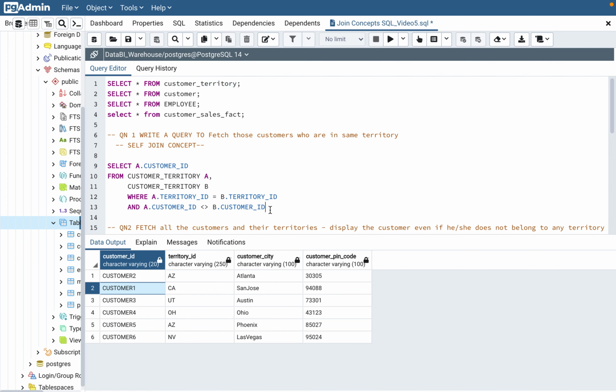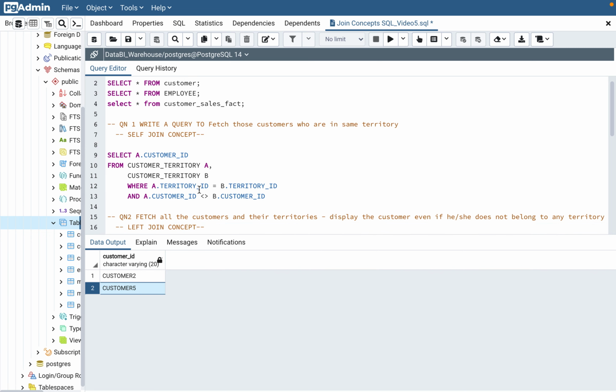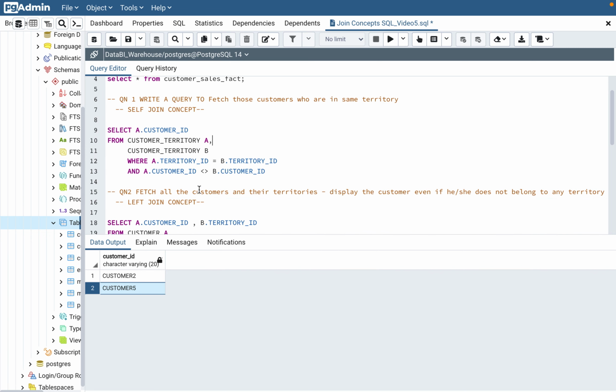So let's run this query. When you do that, you will see that only 2 and 5 are coming. So when you are using self join, you just need to verify your facts. Because you are replicating the same table, you need to make sure you put this condition. Otherwise it's going to fetch multiple rows, like all the data. So this is just the self join concept.